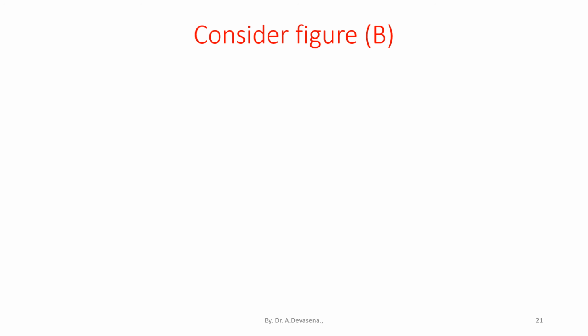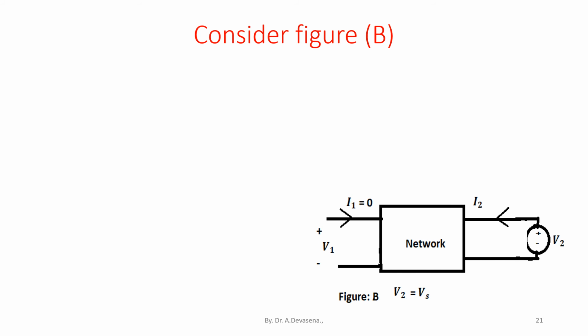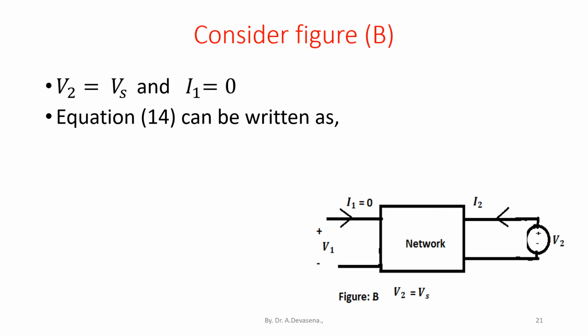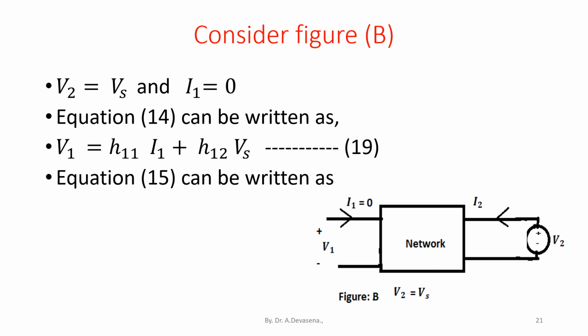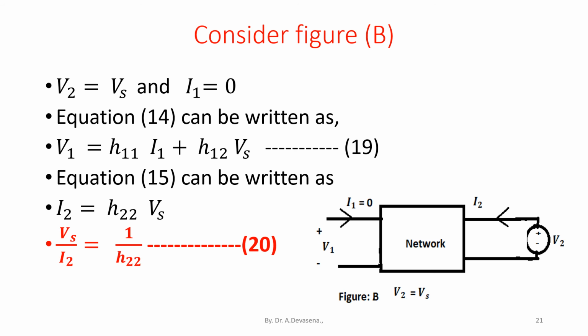Consider figure B. This is figure B. V2 is equal to Vs and I1 is equal to 0. Equation 14 can be written as V1 is equal to h11 I1 plus h12 Vs. Consider this as equation 19. Equation 15 can be written as I2 is equal to h22 Vs. Therefore, Vs by I2 is equal to 1 divided by h22. Consider this as equation 20.